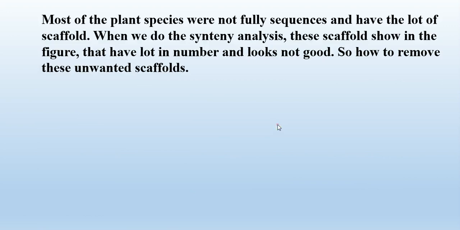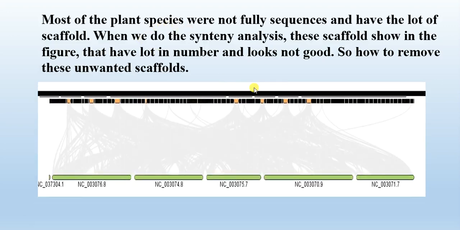And the second query was that most of the plant species were not fully sequenced and have a lot of scaffolds. When we do this Synteny analysis, these scaffolds show in the figure in large numbers and look not good. So how to remove these unwanted scaffolds?